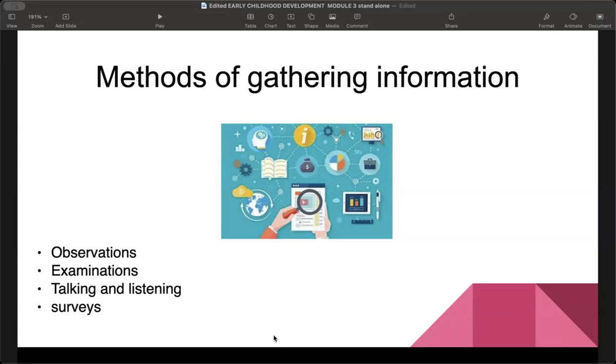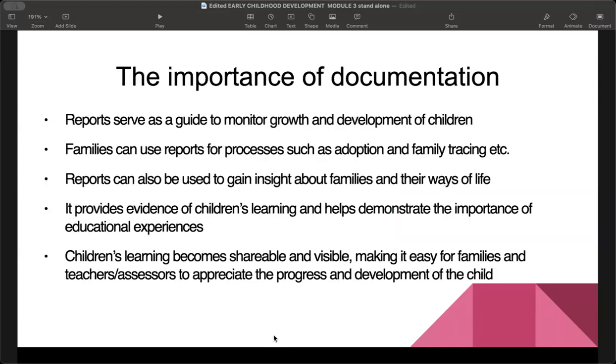All right. We now go on to our next slide, and Lerato is going to be reading that for us. The importance of documentation. And it's bulleted, like there are bullet points under that heading, the importance of documentation.